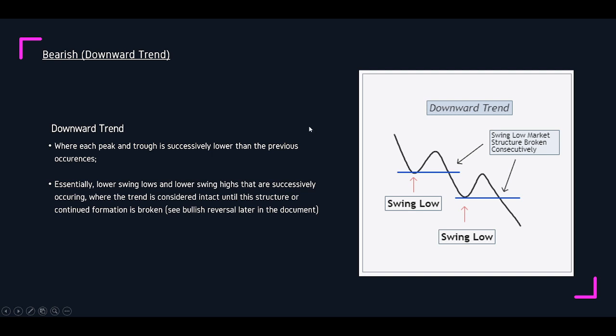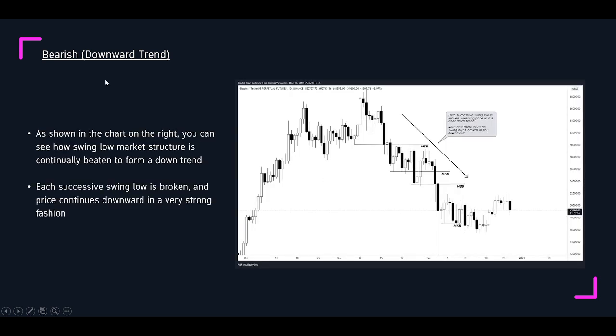Then we have a downtrend, where each peak and trough is successively lower than the previous occurrences. So we see price coming down for a retest of resistance, breaks the swing low, comes up, same thing again, and you can see that we're in a consistent downtrend. And you can see on the bearish downtrend here on the chart that we have consistent swing lows being broken, and each successive swing low is broken, meaning price is in a clear downtrend.